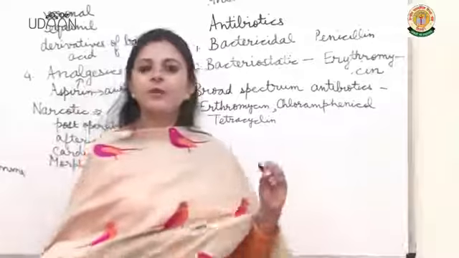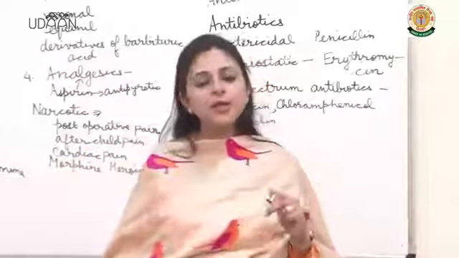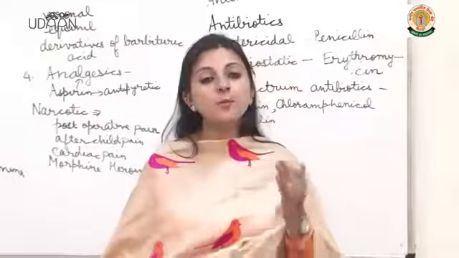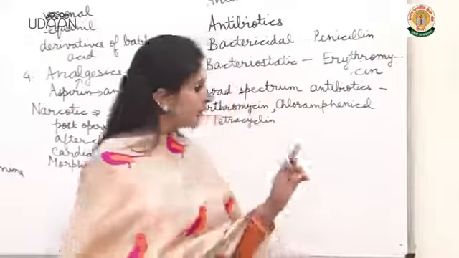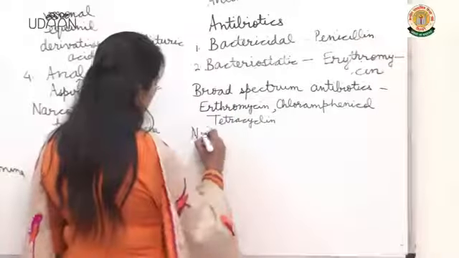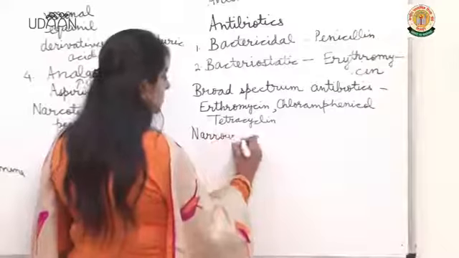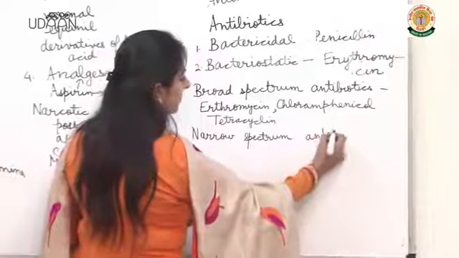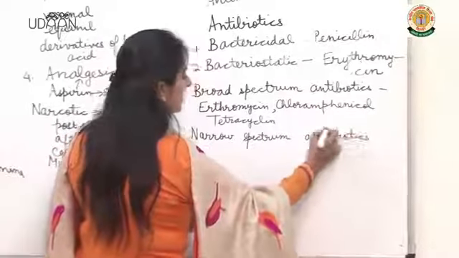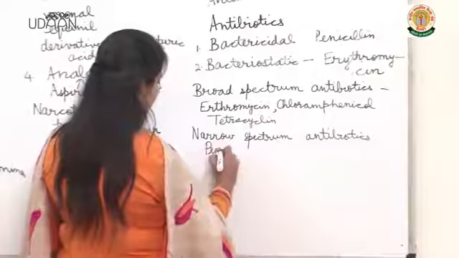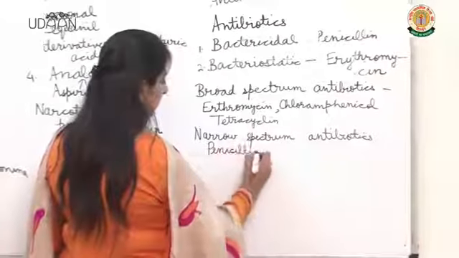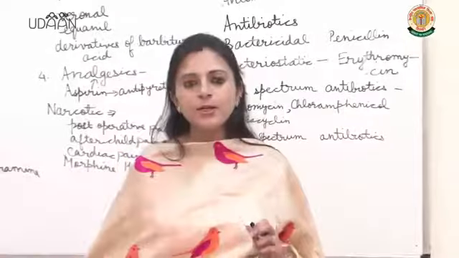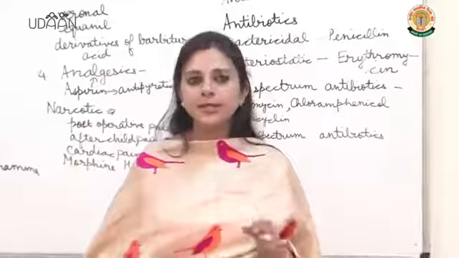And we also have gram positive bacteria or gram negative bacteria in the body. So the antibiotics which can be used against both type of bacteria, they are broad spectrum antibiotics. And what are narrow spectrum antibiotics, which can be used only against a specific disease. For example, penicillin. That means it can be used either against gram positive bacteria or against gram negative bacteria.